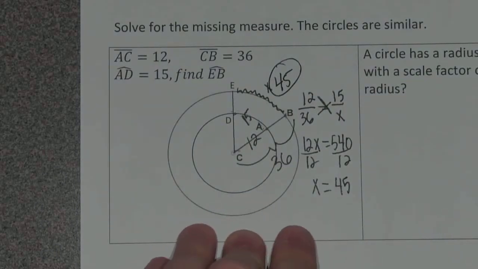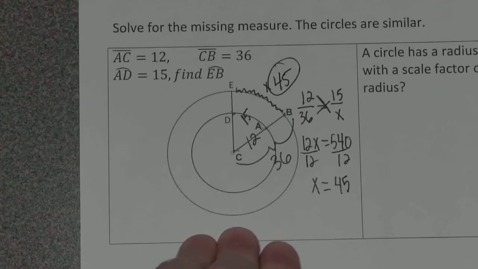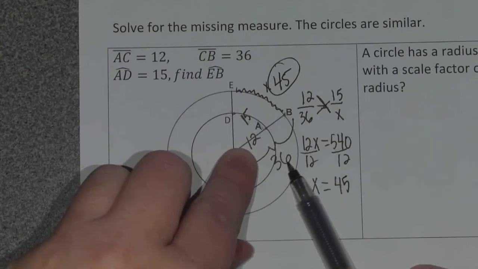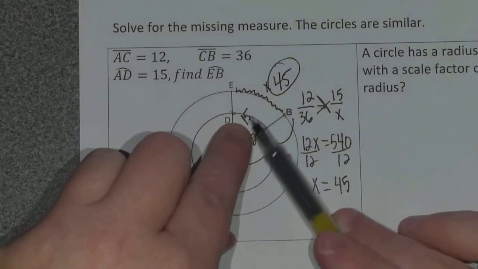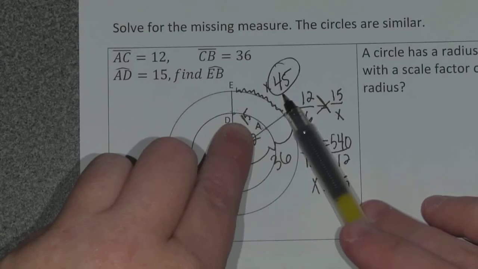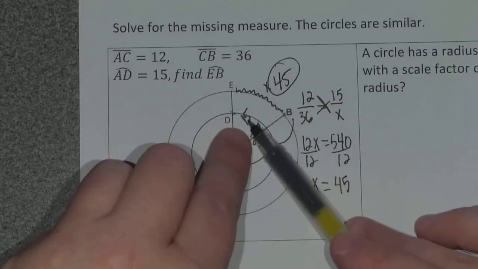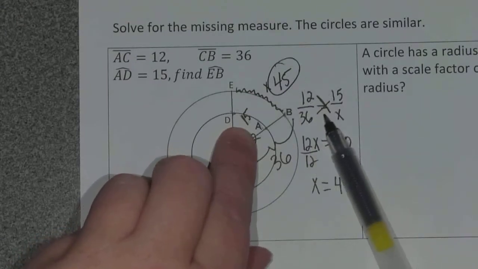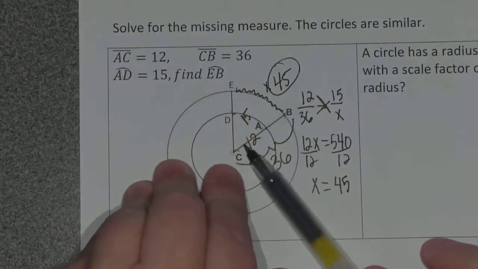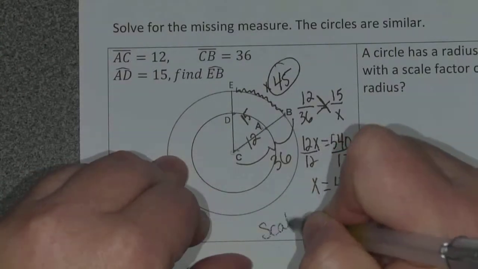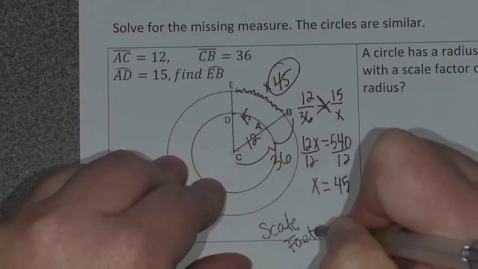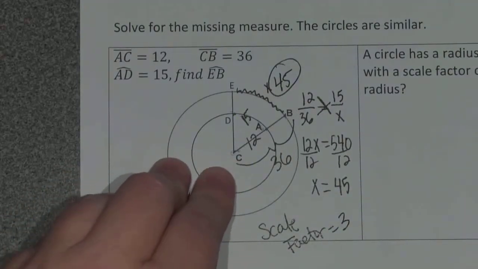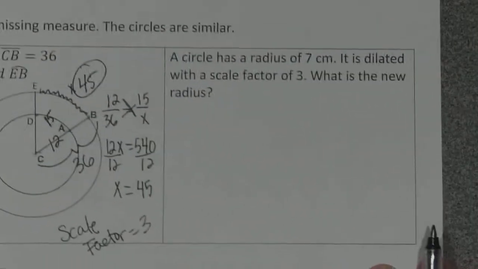Another way you could have done it was you could have found the scale factor. Tell me, what did I multiply 12 by to get to 36? 3. So what do I have to multiply 15 by to get to 45? 3. So I would have just taken this 15 and multiplied it by 3. I like cross multiplying because it works for every kind of thing you can compare. But you see how you could have just found the scale factor? If we knew that the scale factor was 3, then we could have used the scale factor to multiply by the other part of the circle. Okay?